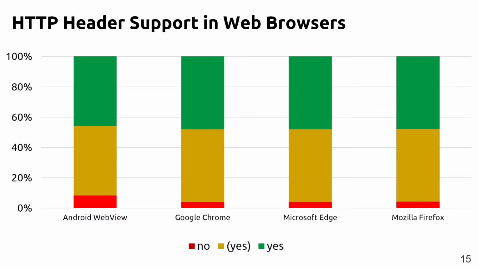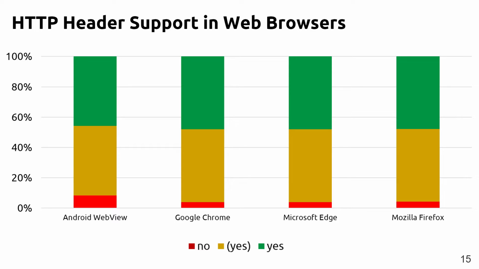First, we take a quick look at modern web browsers, which are generally considered to be secure in terms of web communication. Here you can see the relative support of security-related header fields in popular web browsers. You can see that almost 50% of the header fields are entirely supported, which is represented in green, and that another about 40% are on average partially supported, which is represented in yellow.